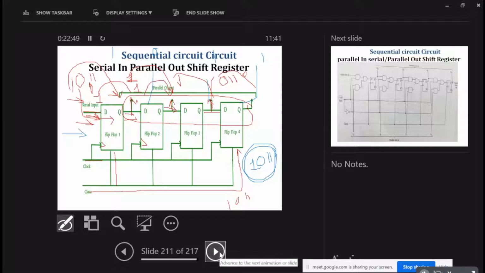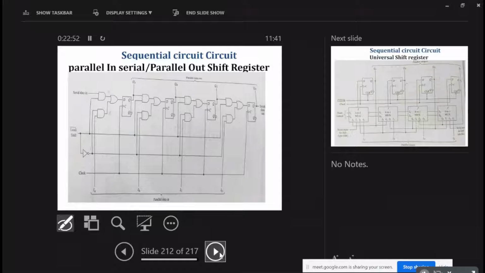Okay, so next is the parallel in, serial or parallel out shift register. Here we are giving information in parallel form, but we can get the information either serially or in parallel. It depends on certain pins of this shift register. How we can do this, we'll see here. Because we are talking about a simple 4-bit shift register, this is again a unidirectional shift register, so information will get shifted in only one direction.